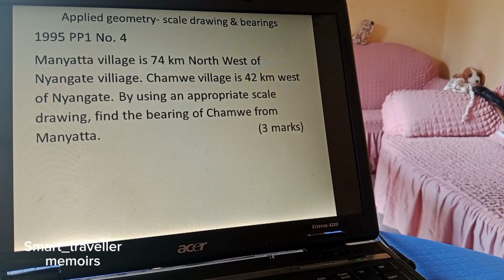So the first question was 1995 paper 1 number 4. The question was: Manyata village is 74 kilometers northwest of Nyangate village. Chamwe village is 42 kilometers west of Nyangate. By using an appropriate scale drawing, find the bearing of Chamwe from Manyata. So guys, this is the way you should attack such a question.